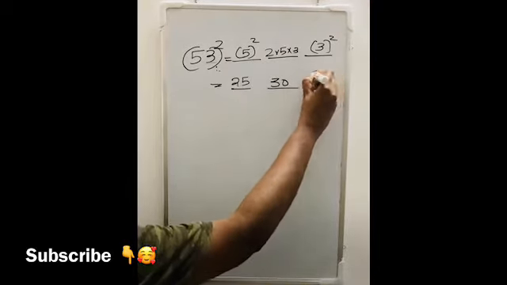This 9 will be the last digit of your answer. In the middle term you can see 30. Just take the 0 of the middle term 30 and write it here, and the remaining 3 you just add with the last part. So 25 plus 3 is 28. Just write that 28. So this is your answer: 2809.